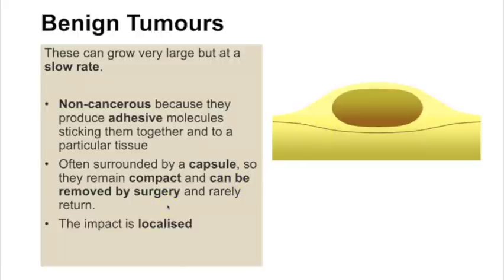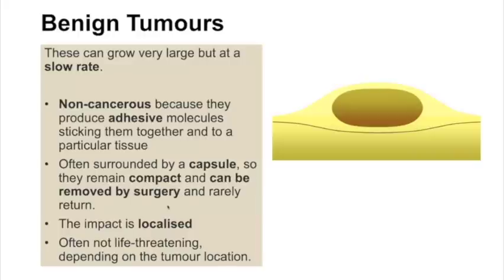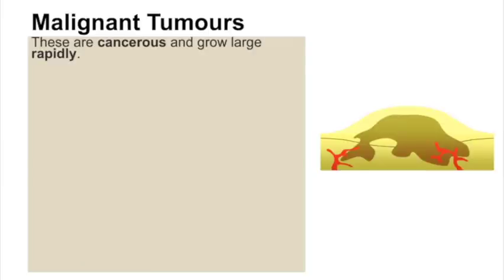So the impact is localised, and it's often non-life-threatening because you can cut it out and remove it. But it does, as I said, depend on the location of the tumour. So for example, a benign brain tumour is still very dangerous because any type of brain surgery is very high risk because you have to cut through the skull, and in removing that tumour you could actually damage some of the other brain tissue.